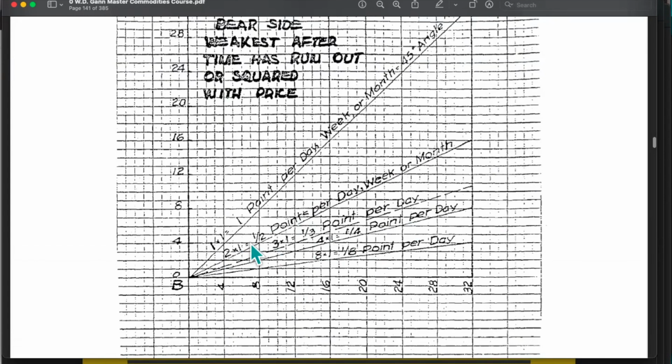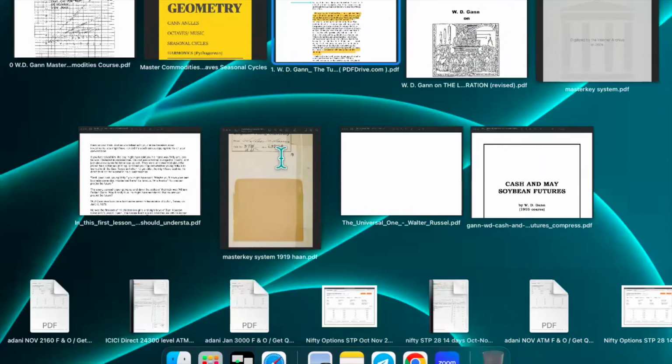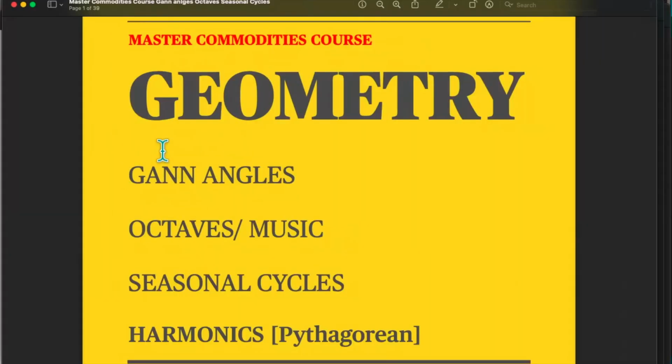That is, one price movement happens in 1 unit of time, or one price movement happens in 2 units of time, or maybe 3 units of time, or 4 units of time, or 5 units of time. So it is taking longer. That's why it is considered more of a bear cycle in that part. So this is what we studied about Gann angles specifically.